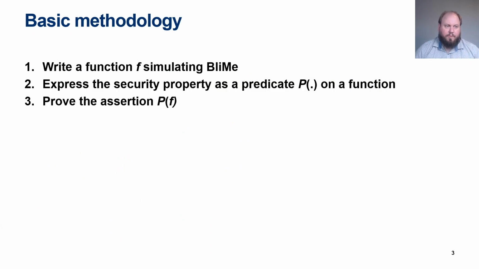So the basic methodology that we had here was that we want to take some function f, which simulates BliMe in some sense, and that shows how the processor will step. Then we express a security property as a predicate on this function, and then prove that this predicate holds for the function f, and then we can do some refinements so that we can show that the security property will hold even as we make f increasingly more complicated.